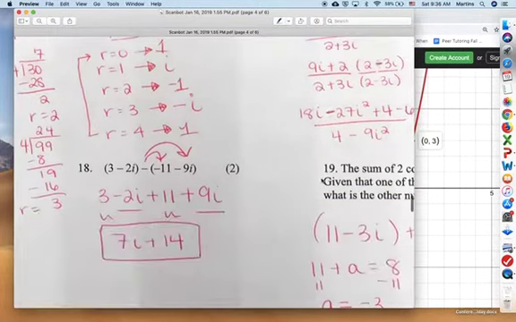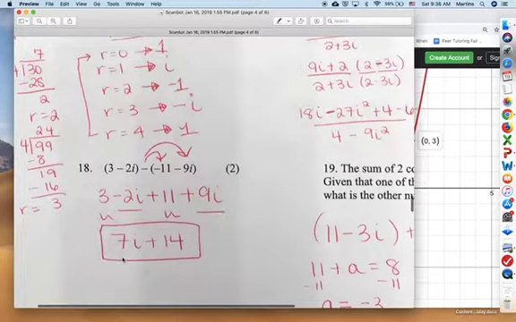Continuing on: 3 minus 2i minus negative 11 minus 9i. You have to remember to distribute that negative sign. So when I distribute the negative, minus minus turns into plus, and I combine like terms. I have 3 plus 11 giving us the 14, and I have negative 2 and 9 giving us the 7i.